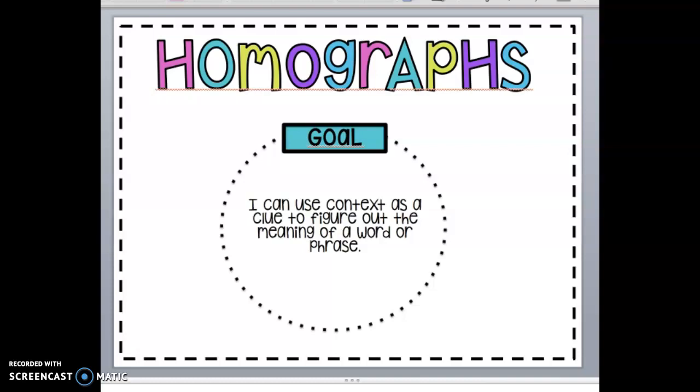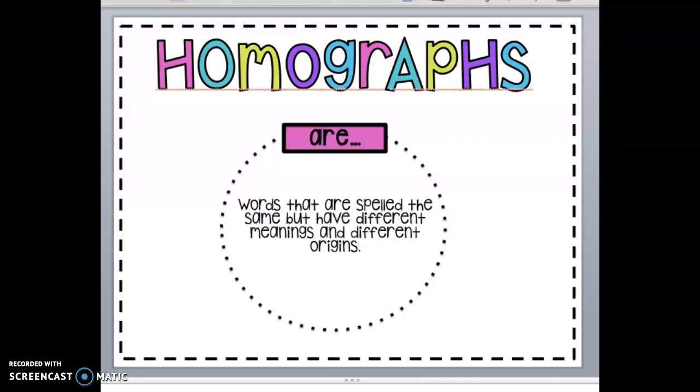So you may be asking yourself, what exactly are homographs? Homographs are words that are spelled the same, but they have different meanings and different origins. Okay, so they are multiple meaning words that have different meanings and different origins. That means that those words come from different places. So keep in mind, again, a homograph, say it to yourself, write it down on a sheet of paper, stick it in your brain. Homographs are words that are spelled the same, but they have different meanings.